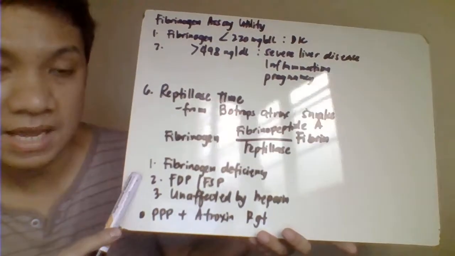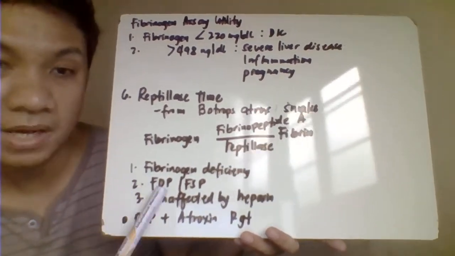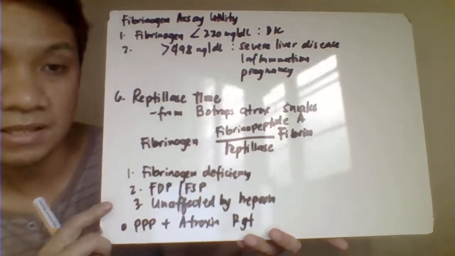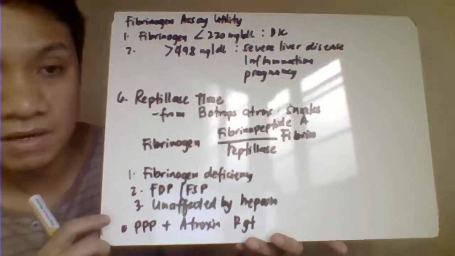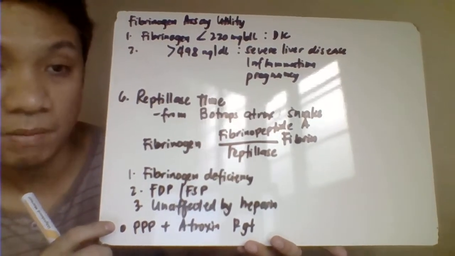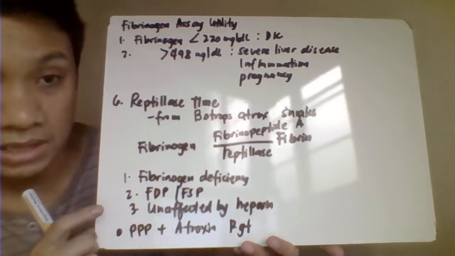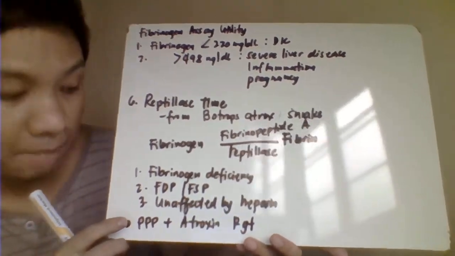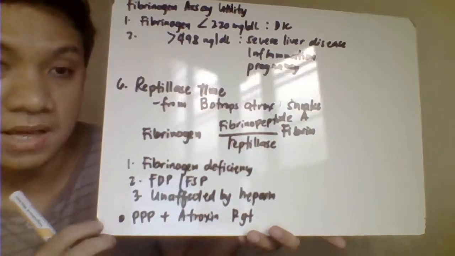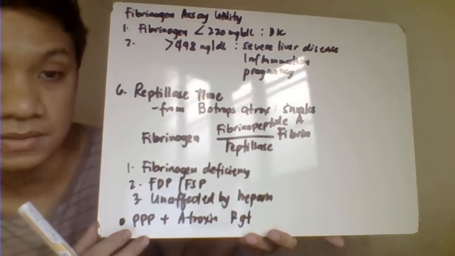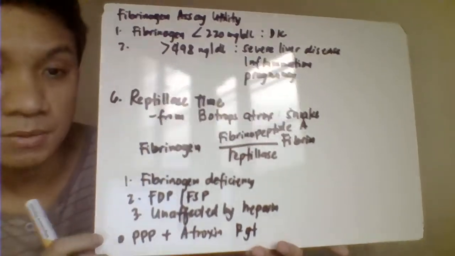This is also affected by the presence of your fibrin degradation products, fibrin split products, but this one is not affected by heparin. So even if the patient is on heparin therapy, this one will not have a prolonged result. That differs from the result of your thrombin time, which is affected by heparin. So here is the principle: platelet poor plasma plus your atroxin reagent. It has no calcium chloride.